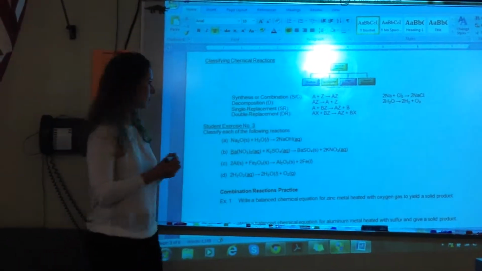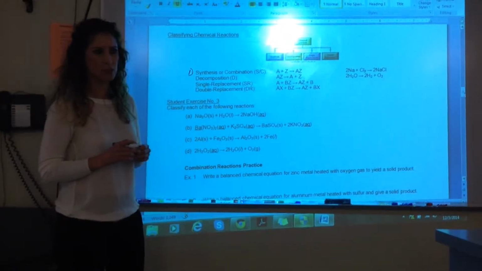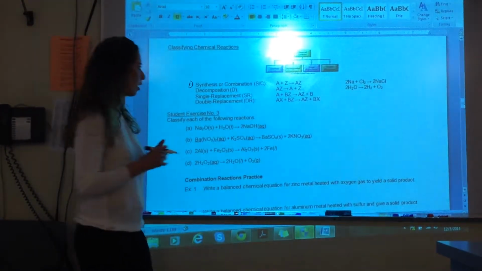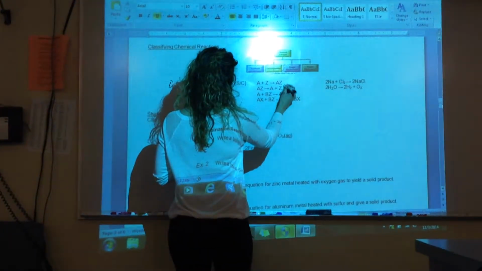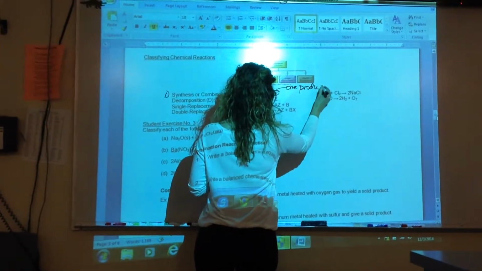There are 4 different types of chemical reactions. The first one is a synthesis reaction, also known as a combination reaction. You're basically bringing things together and making one product. So you may want to make a note here that you're going to have one product.